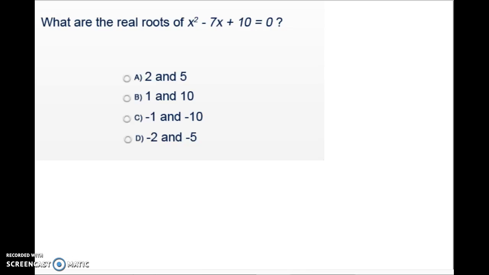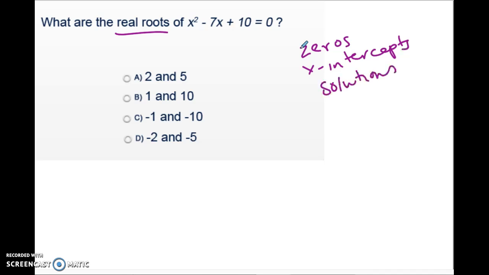All right, now we talked about this one, roots. This problem might have said zeros. This problem might have said x-intercepts. This problem might have said solutions. But it is actually asking us for roots. But these all mean the same thing.